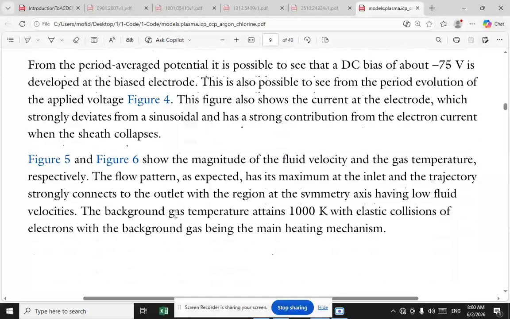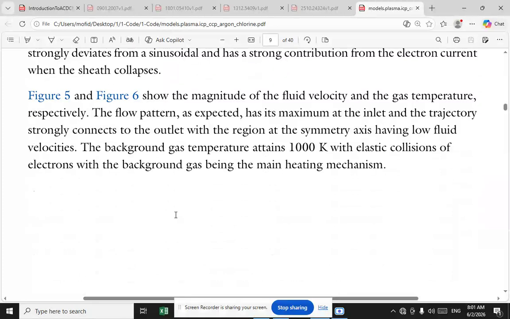From the period average potential, it is possible to see that a DC or direct current bias of about minus 75 volts is developed at the bias electrode. This is also possible to see from the period evolution of the average voltage in Figure 4. This figure also shows the current at the electrode, which strongly deviates from a sinusoidal and has a strong contribution from the electron current when the sheath collapses.